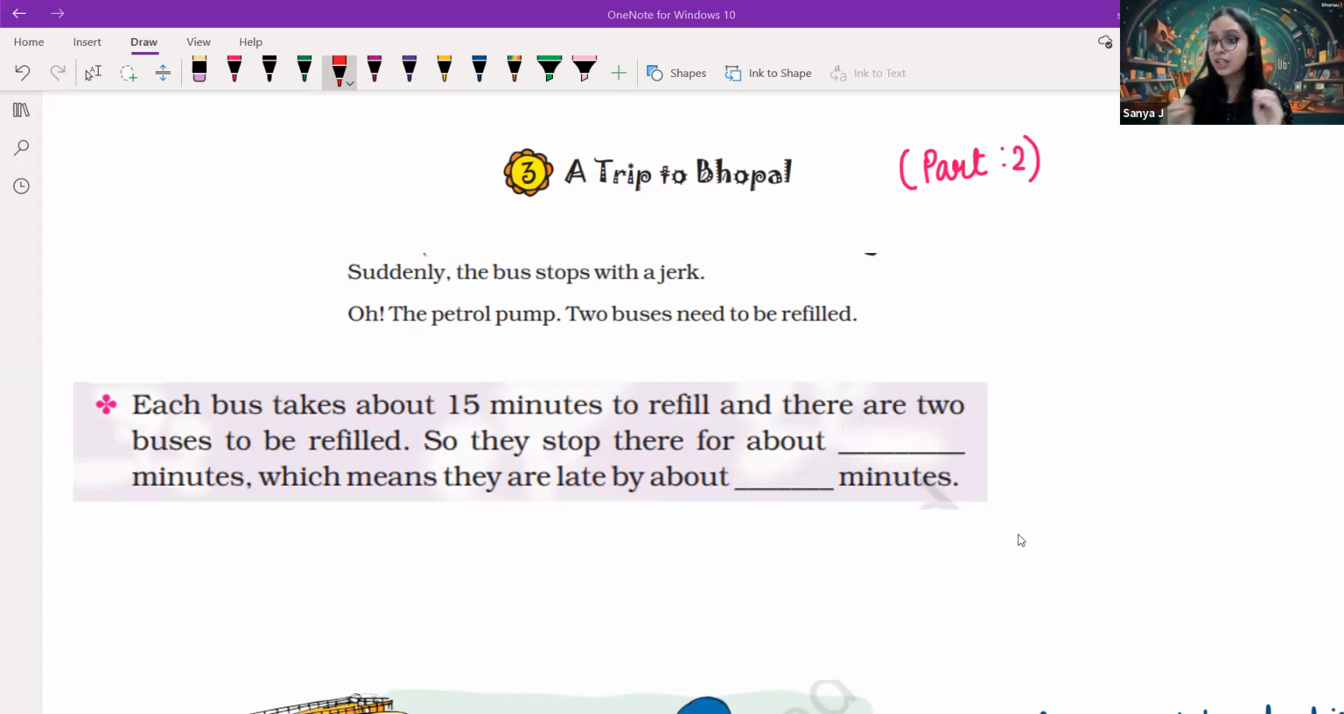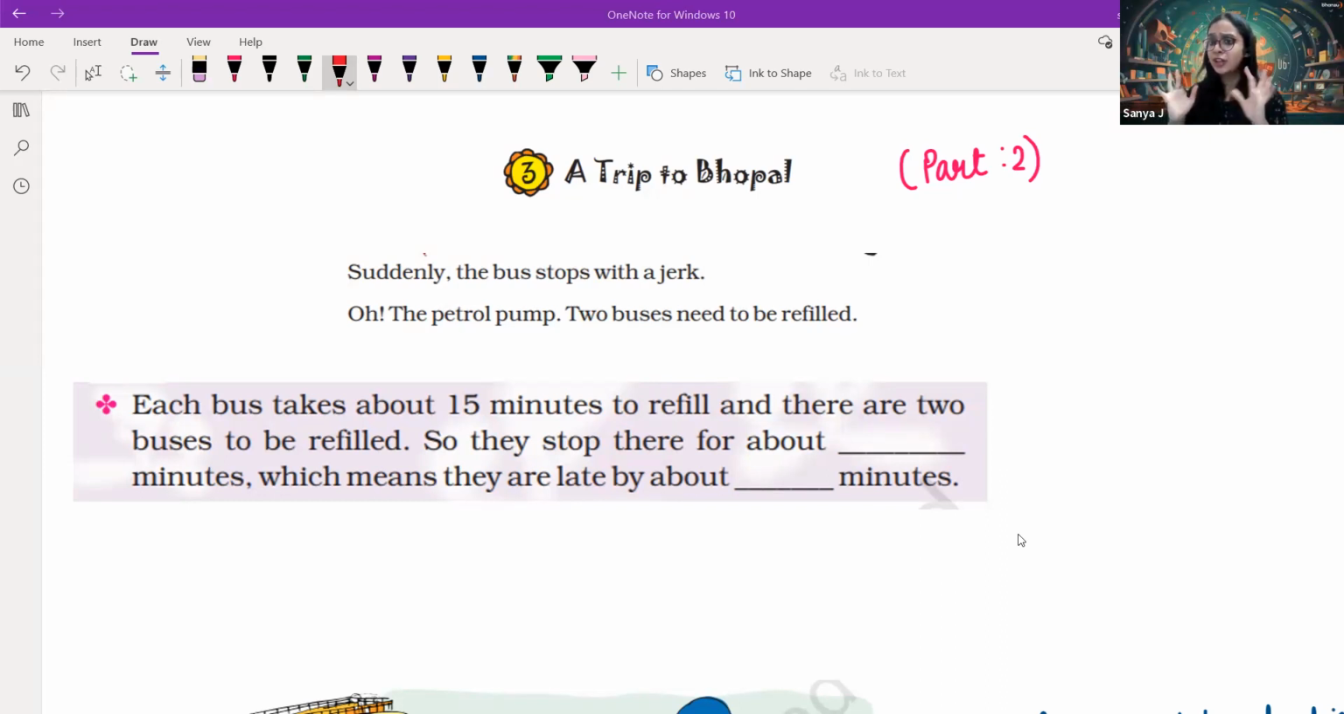Do you remember in the last video we were discussing the students' trip to Bhopal? How they were enjoying, how we calculated the total number of buses, and by the end they were looking at River Narmada. And now let's continue our trip to Bhopal together. Now, when the bus was moving, it stops with a sudden jerk.